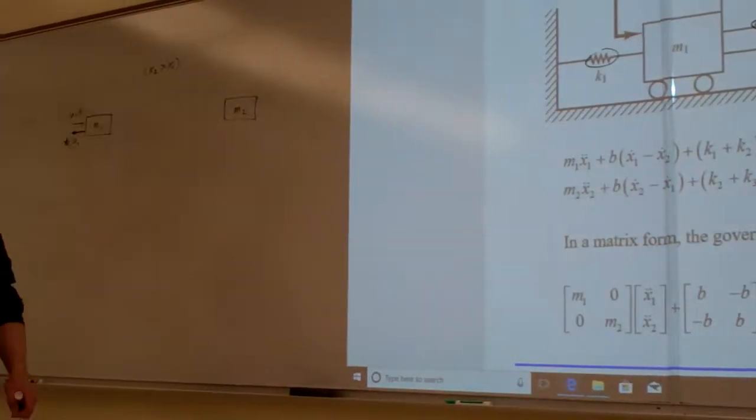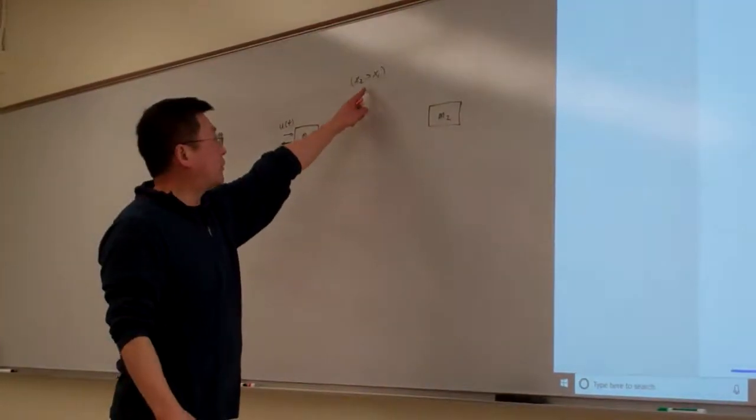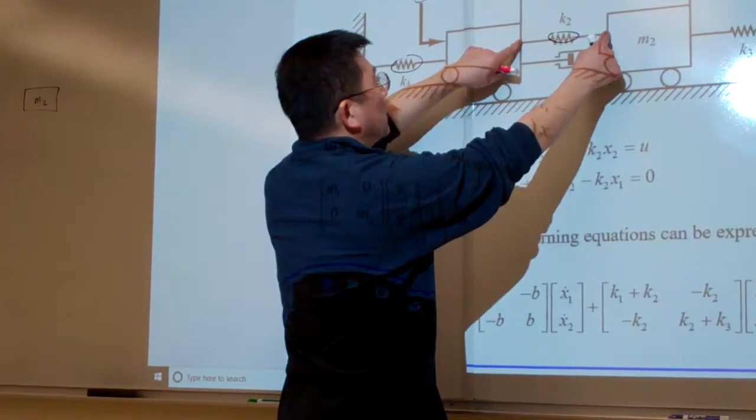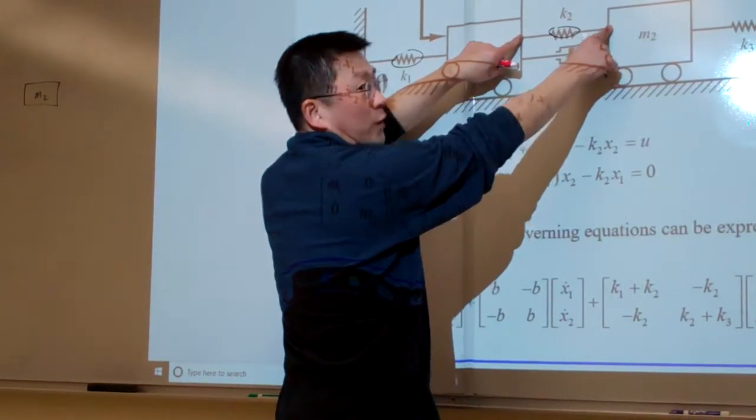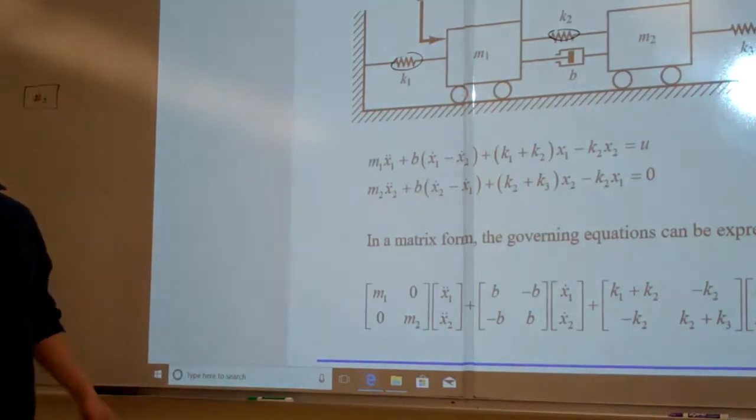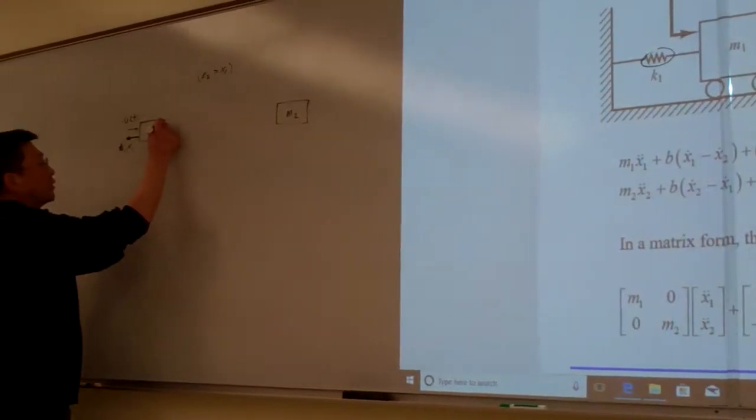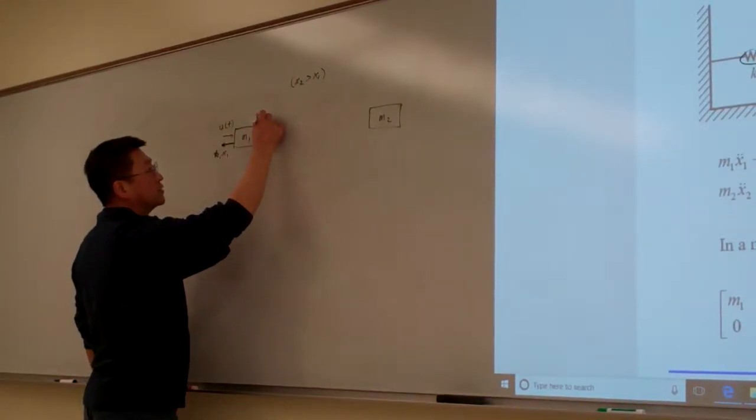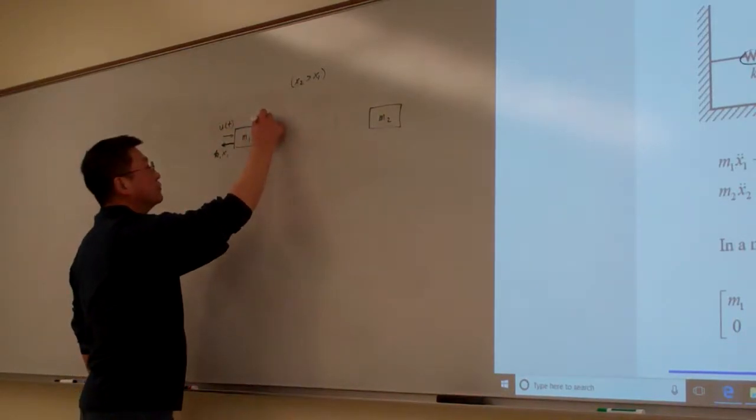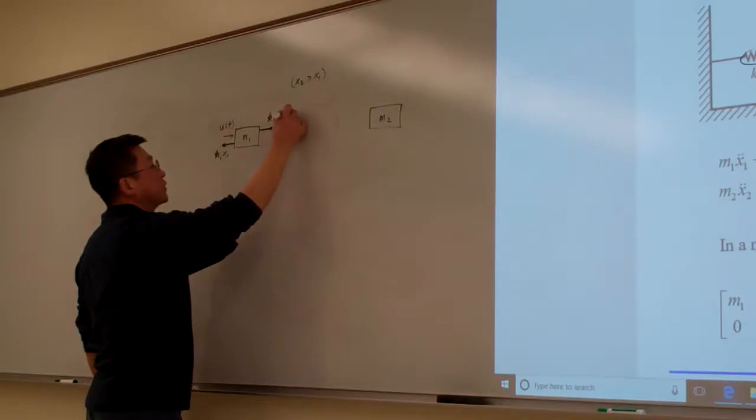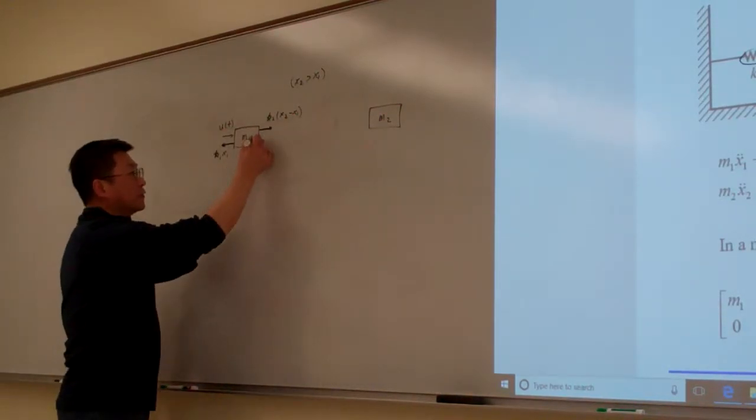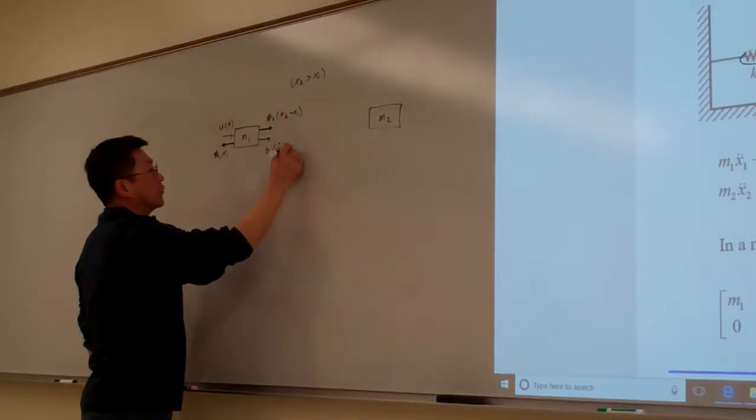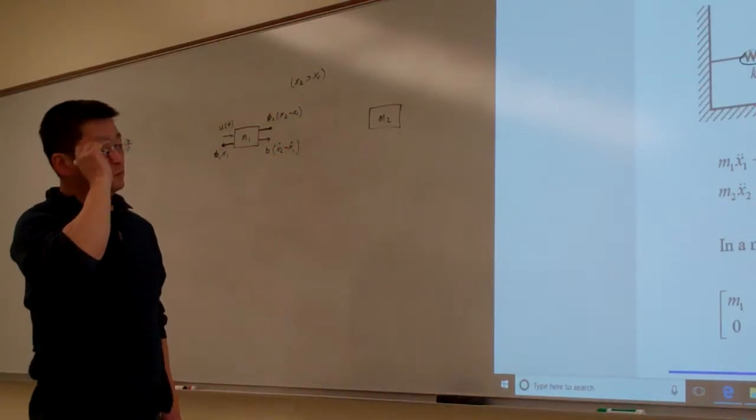Okay, and now for M1, I want to consider the influence of the other spring. For that spring, you can see right now x2, based upon my assumption, this point is moving more than this point. Basically, this spring has been stretched as well, right? So that means it will have a pulling force, and that is equal to the spring constant K2 times x2 minus x1. And the same thing for the damper: damper is B, times x2 dot minus x1 dot.